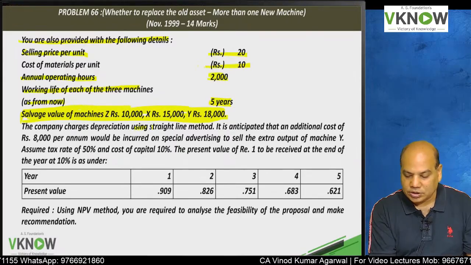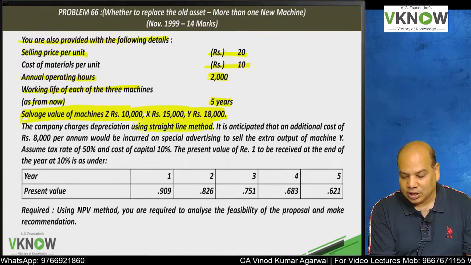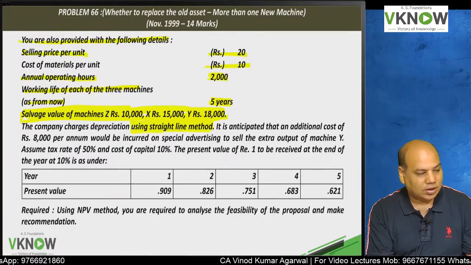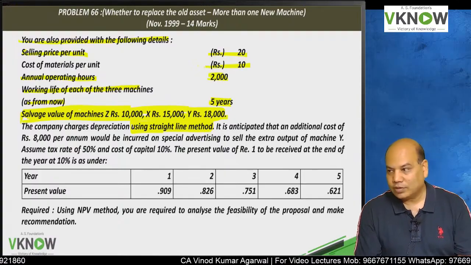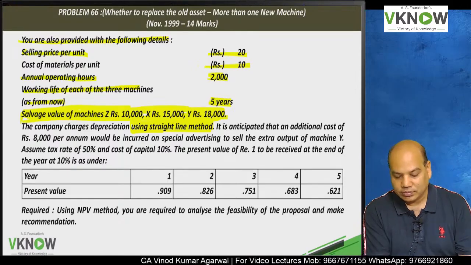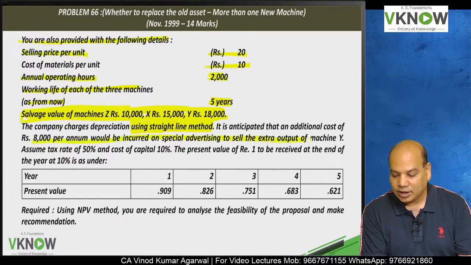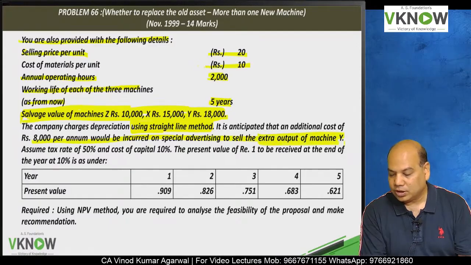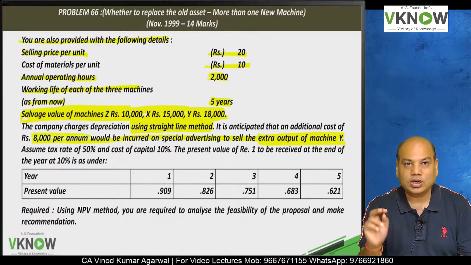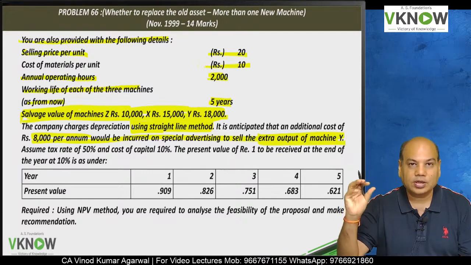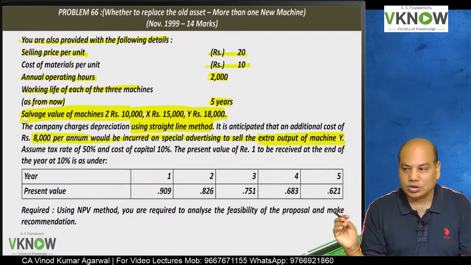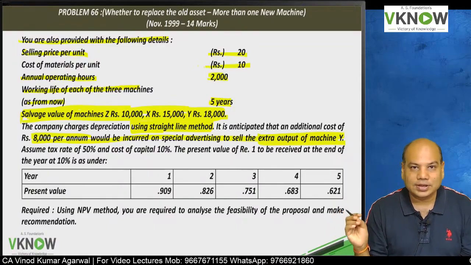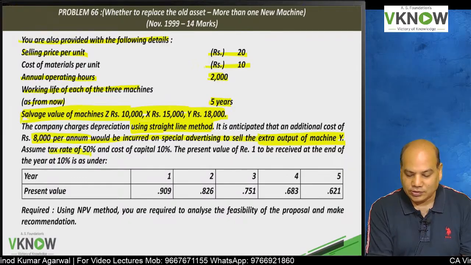The company charges depreciation using the straight line method. Thank God, this time it is SLM. The previous two questions were WDV; that took a lot of time. It is anticipated that an additional cost of rupees 8,000 per annum would be incurred on special advertisement to sell the extra output of machine Y. Now this 8,000 is only applicable for machine Y because of extra output generated. You need to incur some advertisement cost. Assume that the tax rate is 50%. Again, thank God, easy calculation.